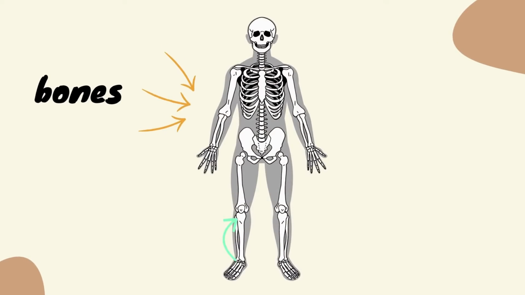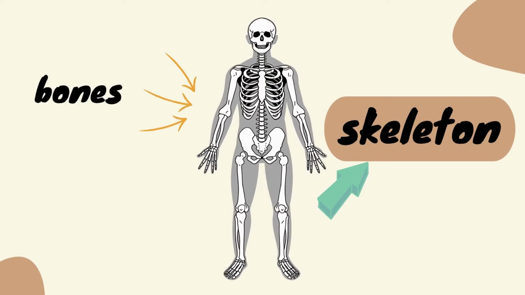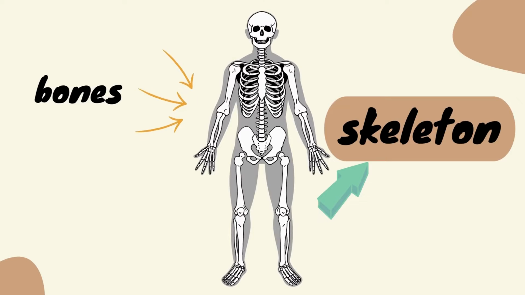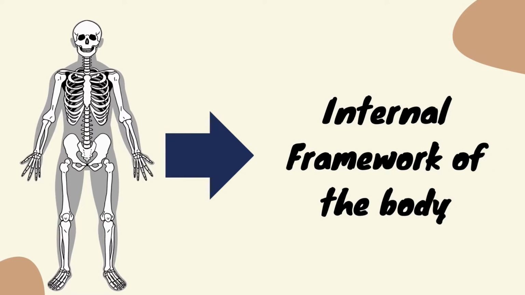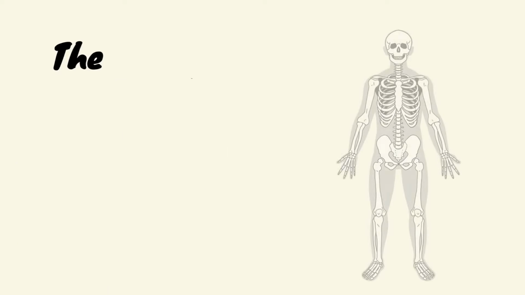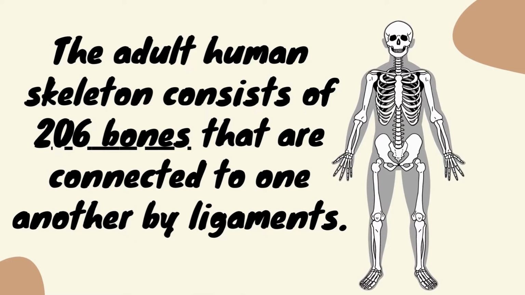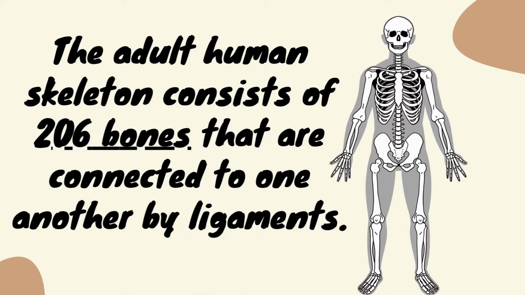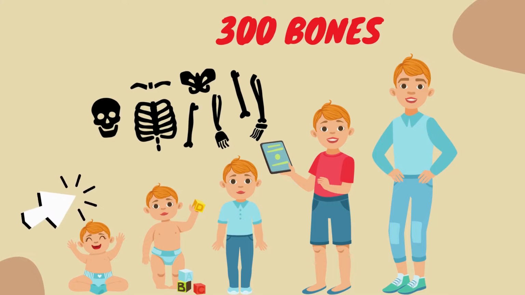The human body is made up of different kinds of bones. These bones are called skeleton. The human skeleton is the internal framework of the body. The adult human skeleton consists of 206 bones that are connected to one another by ligaments. At birth, infants have around 300 bones that fuse together when they become adults.